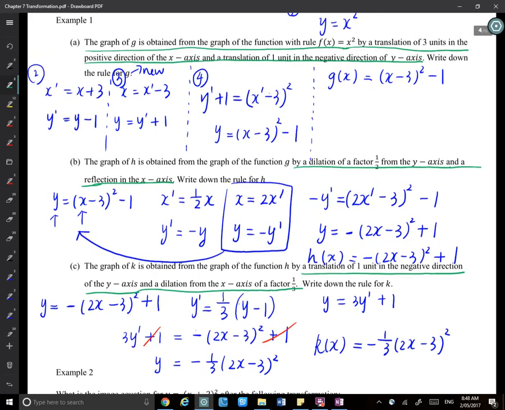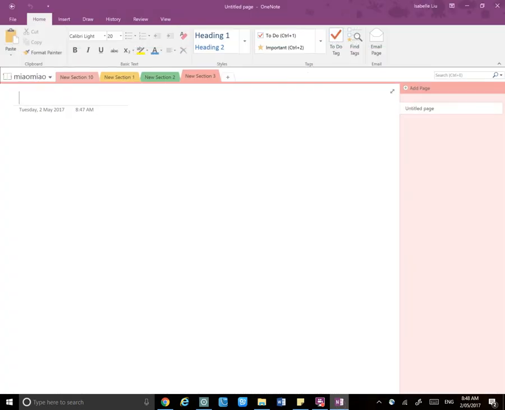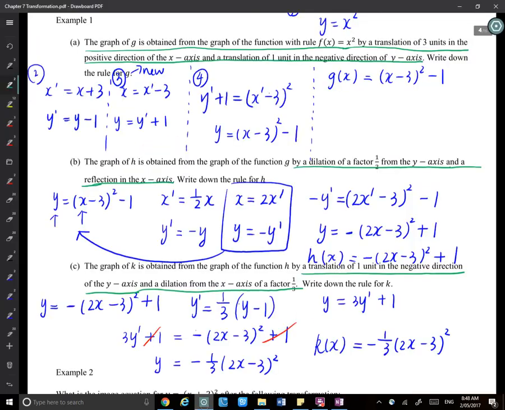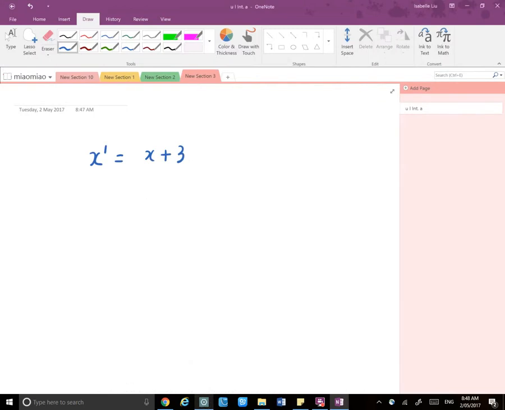First, G is obtained from that graph by a translation of 3 units in the positive direction of the x-axis. I will write it here. So I can have x dash equals x plus 3. Okay, that's the first one. And then a translation of 1 unit in the negative direction of the y-axis. I will have y dash equals y minus 1. Okay, that's the second step.